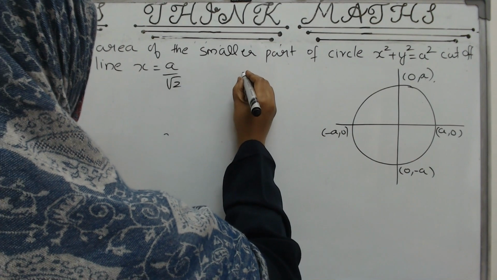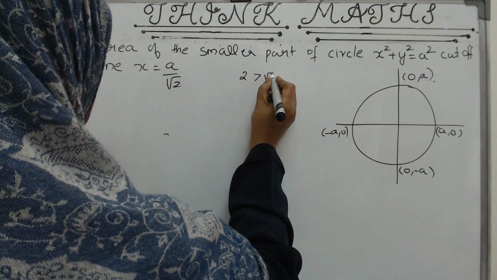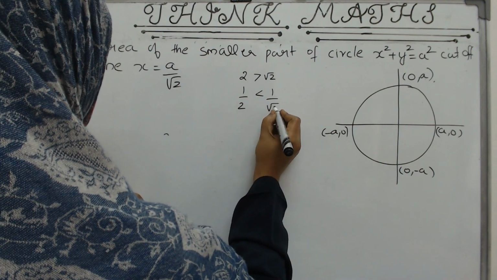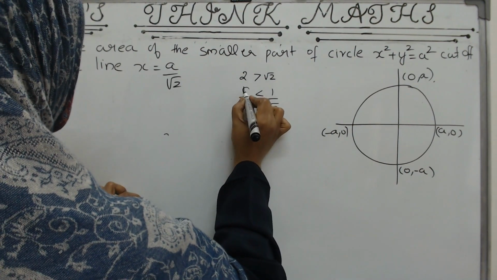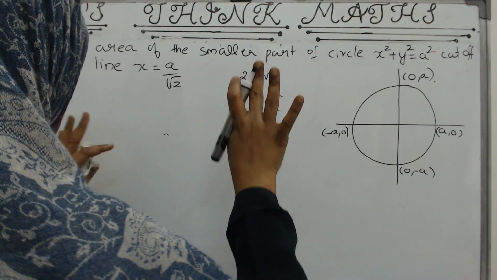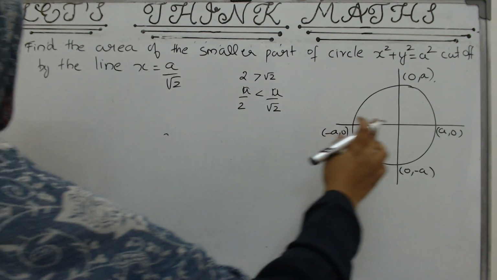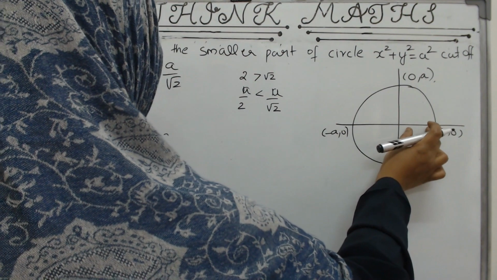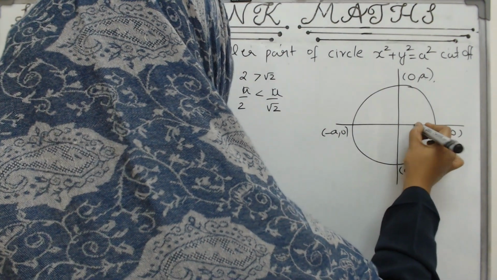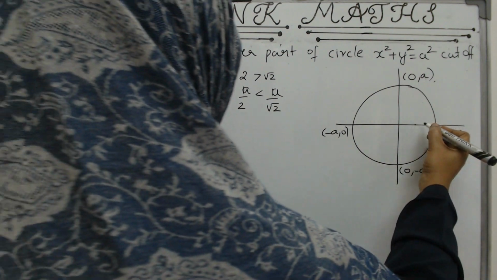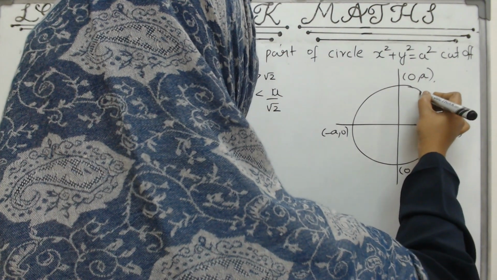Now 2 is what? It is greater than root 2. Take the inverse, your inequality gets reversed. Now multiply throughout by a positive number, the inequality is retained, it does not change. So what do you have? If you take the half of a, if you take this length and take its half, a by root 2 is even greater than that. So it comes somewhere here.